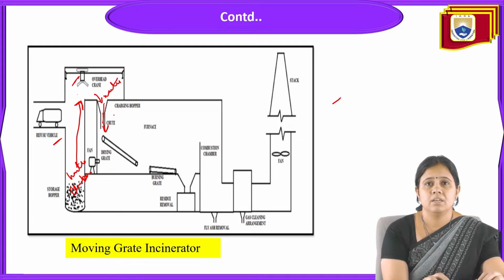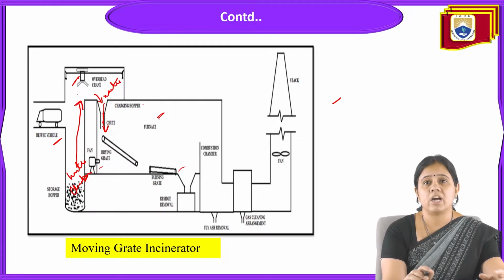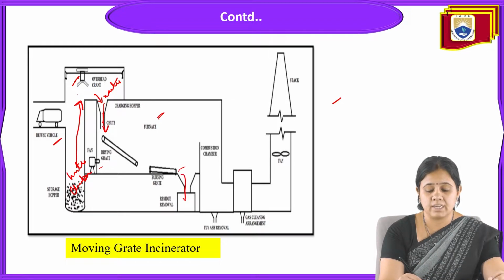And from there the drying grate is there. Some fan is there and the drying grate is there. With the tubes it will pass through the burning grate, and the furnace is there, and the charging hopper is there. By the burning grate, the waste will go here, that is the residue removal. And combustion chambers are there here.